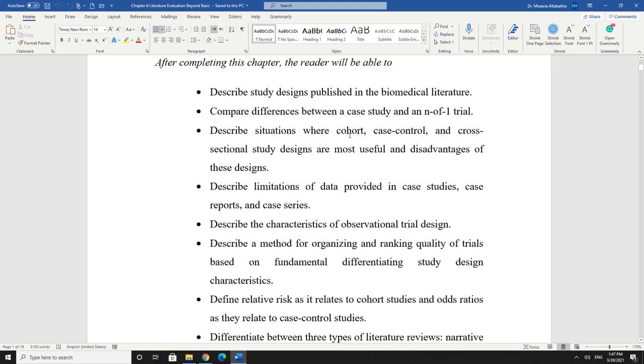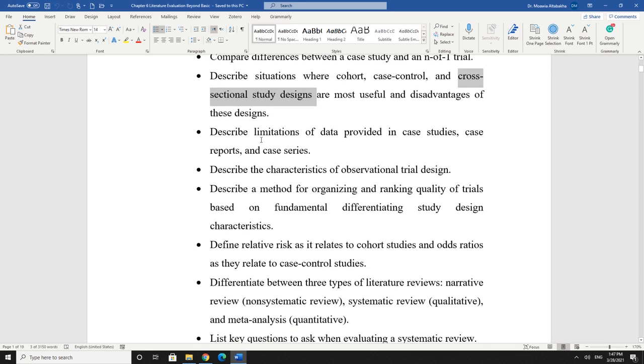You need also to describe cohort study, and the opposite of that is called case control study. And another type of design, which is cross-sectional study designs, and you need to talk about the benefits from them and if there are disadvantages as well. You need to describe limitations with regard to case study reports or case series. You need to describe the characteristics of observational trial design.